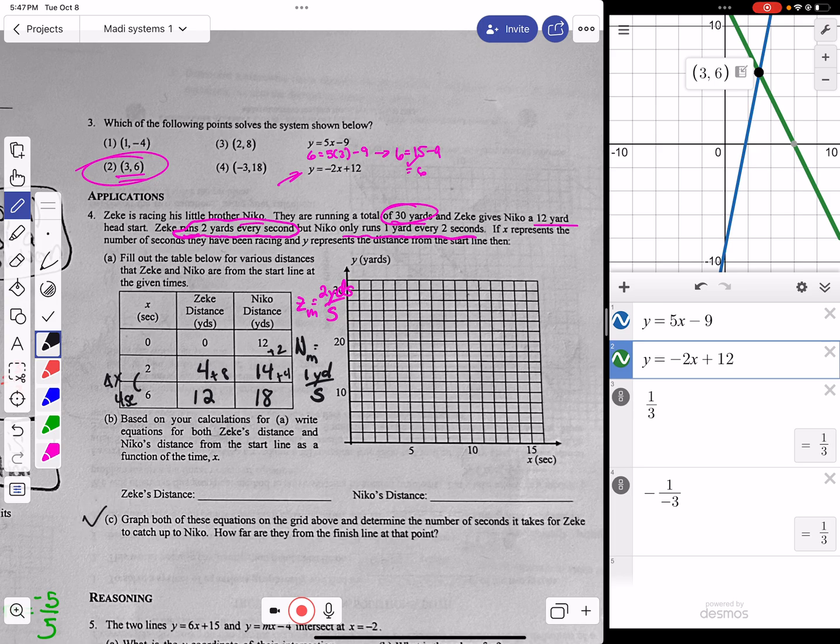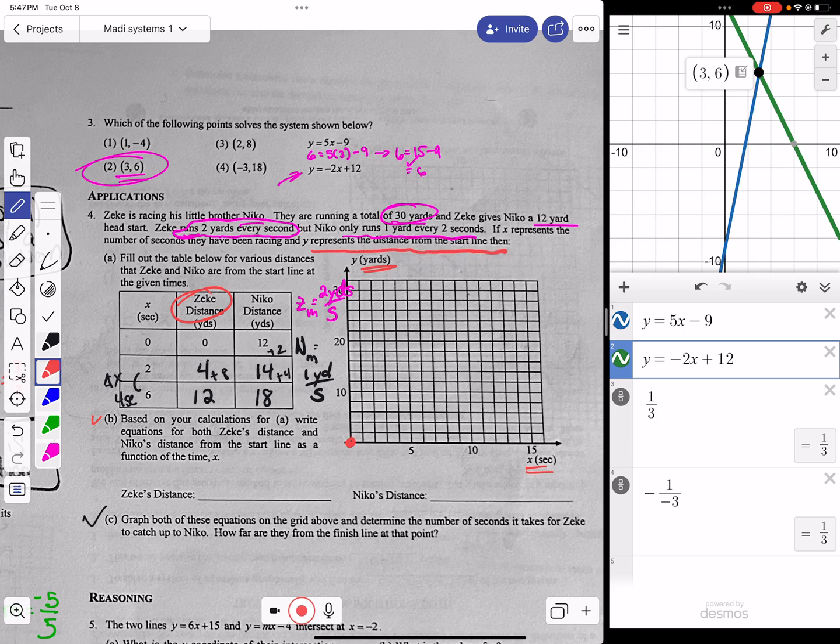Oh, that's part C, graph it. I'm going to graph it ahead of time here because I think graphing is going to help me with part B. So here's Zeke. I'm going to do Zeke in red. At 0, he's at 0. So this is our time. This is the yards they've covered, or distance. We gotta make sure Y is distance from the start line.